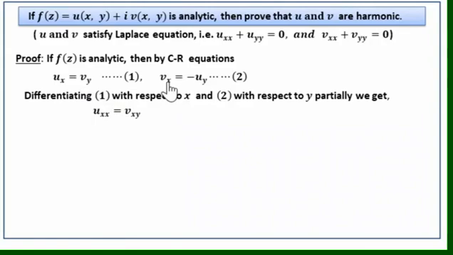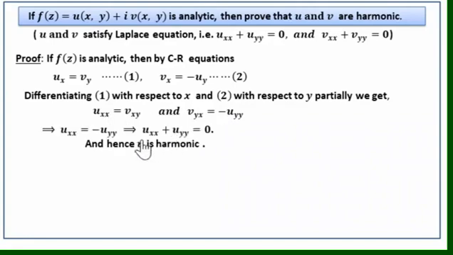Similarly, differentiate the second equation with respect to y keeping x constant. So we get dou by dou y of vx, or vyx, and the right side is minus dou by dou y of uy, that is minus uyy. Next, here uxx is equal to vxy, and in general these two mixed partial derivatives are equal: vxy equal to vyx. So we can write uxx equal to vxy equal to vyx equal to minus uyy, or we can say that uxx is equal to minus uyy.